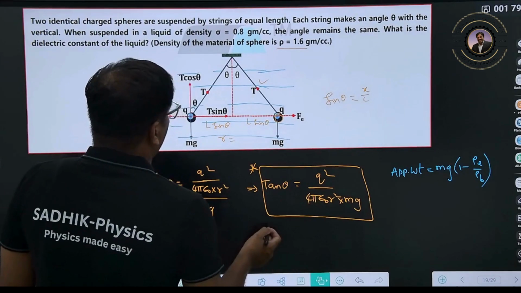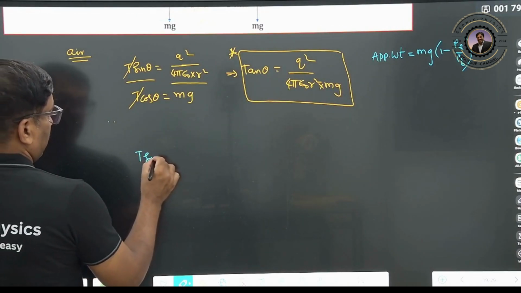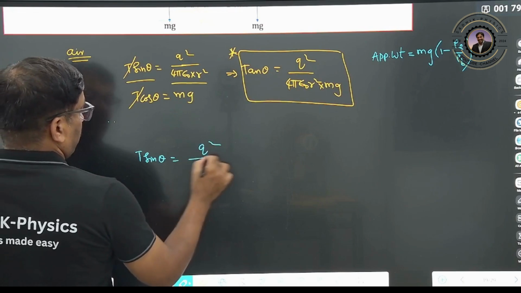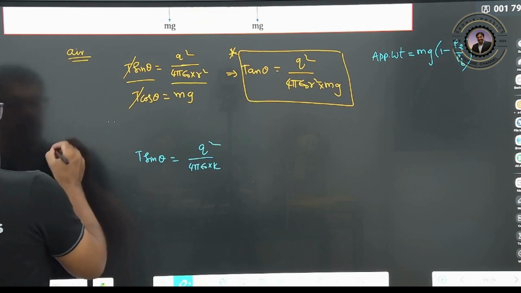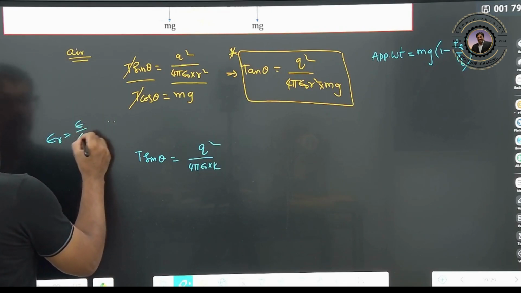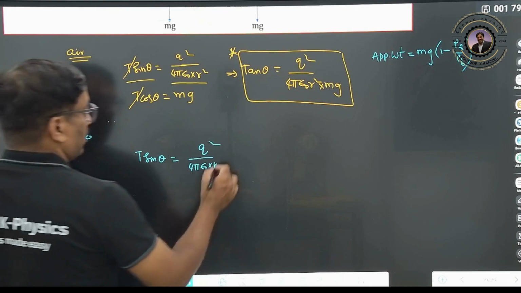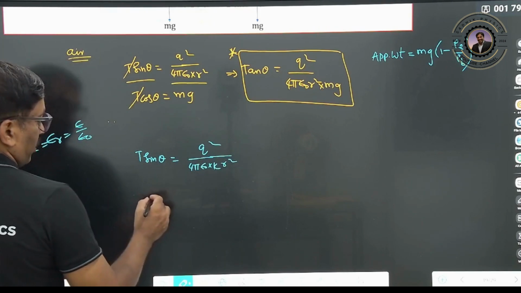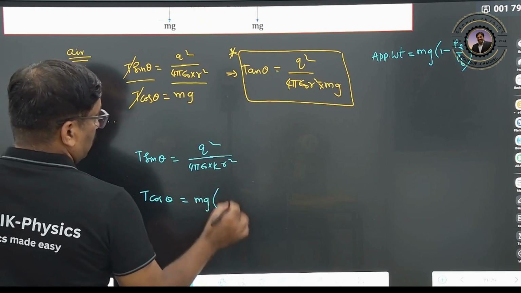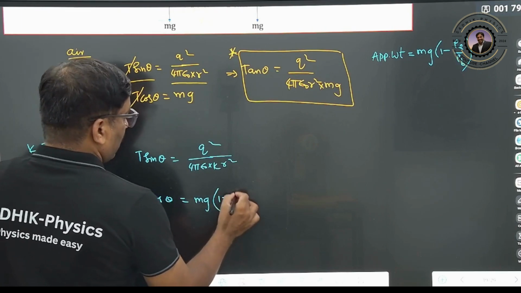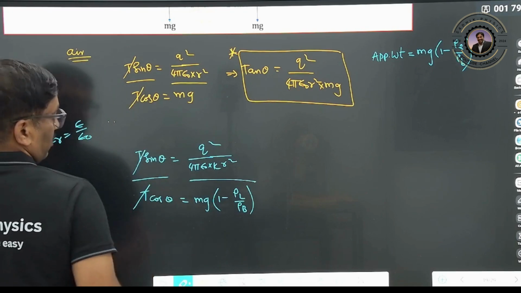Therefore now let us rewrite this, same concept. So here T sin theta will be equal to q square by 4 pi epsilon naught into k. Why? Because epsilon r is equal to epsilon by epsilon naught, that is nothing but the dielectric constant k, right? So k into r square when they are kept in the medium. Therefore T cos theta will be equal to mg into 1 minus density of the liquid by density of the bob. Clear? So again you can cancel it.